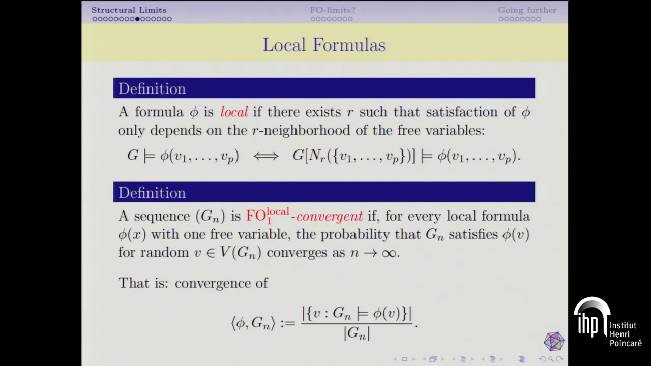So just a notation. I will denote by this strange notation, but at the very end we shall maybe see why this is this notation. Phi Gn, the probability that phi is satisfied in Gn for a random assignment of the free variables, where all the free variables, even if I have more than one, are chosen uniformly and independently at random in the graph.